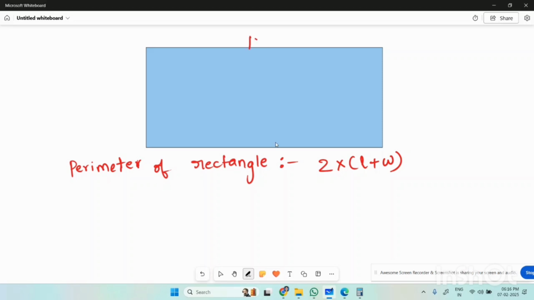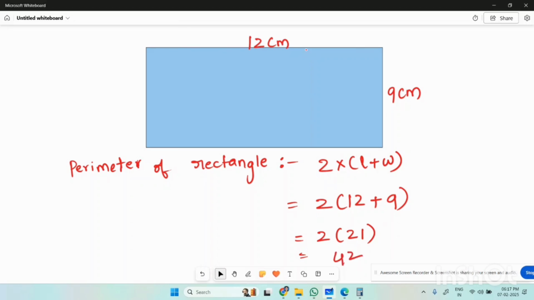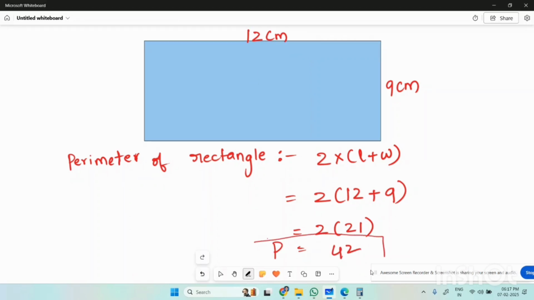Let's say the length is 12 centimeters and the width is 9 centimeters. Now, the perimeter of a rectangle formula we know, which is 2 times (length plus width). 2 times (12 centimeters plus 9 centimeters). Now, 12 plus 9 is 21. Now, 2 times 21 is 42. The perimeter of the given rectangle is 42 centimeters. Okay. This is how we solve the perimeter of a rectangle.